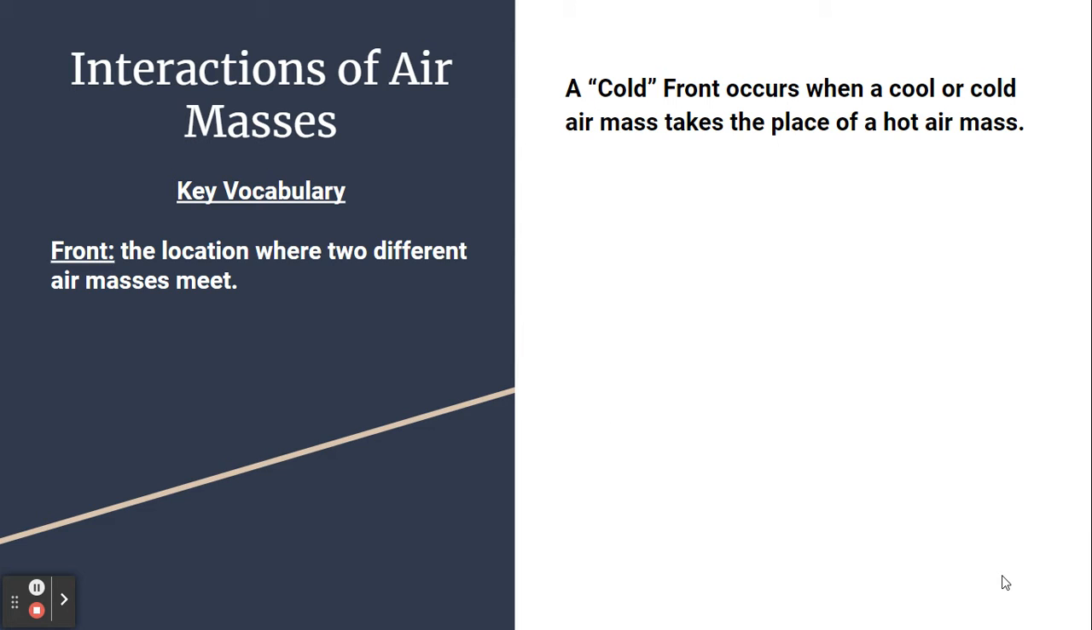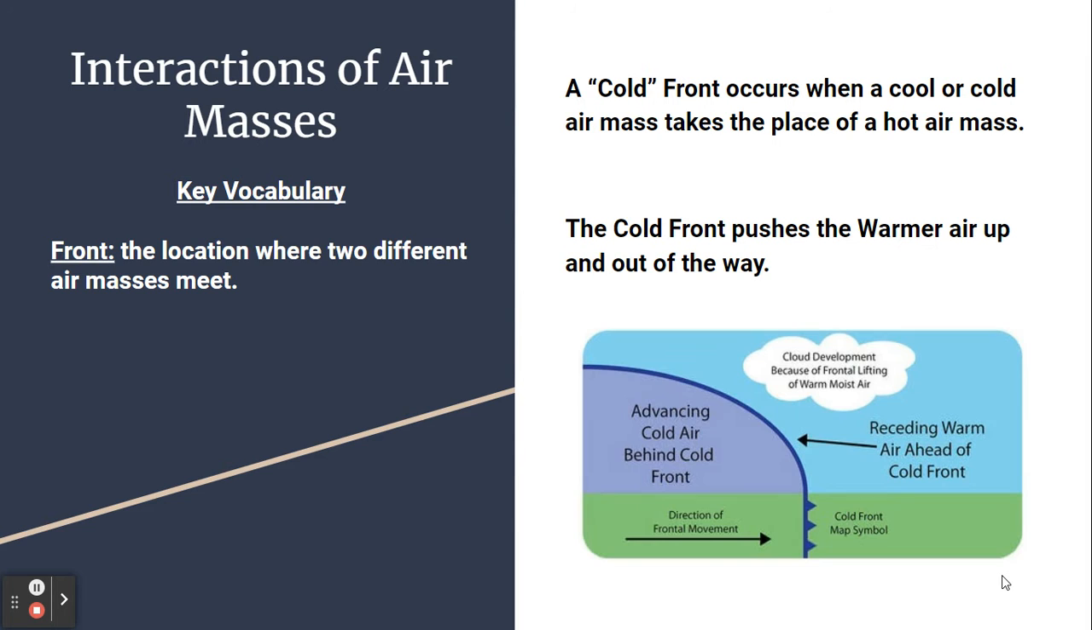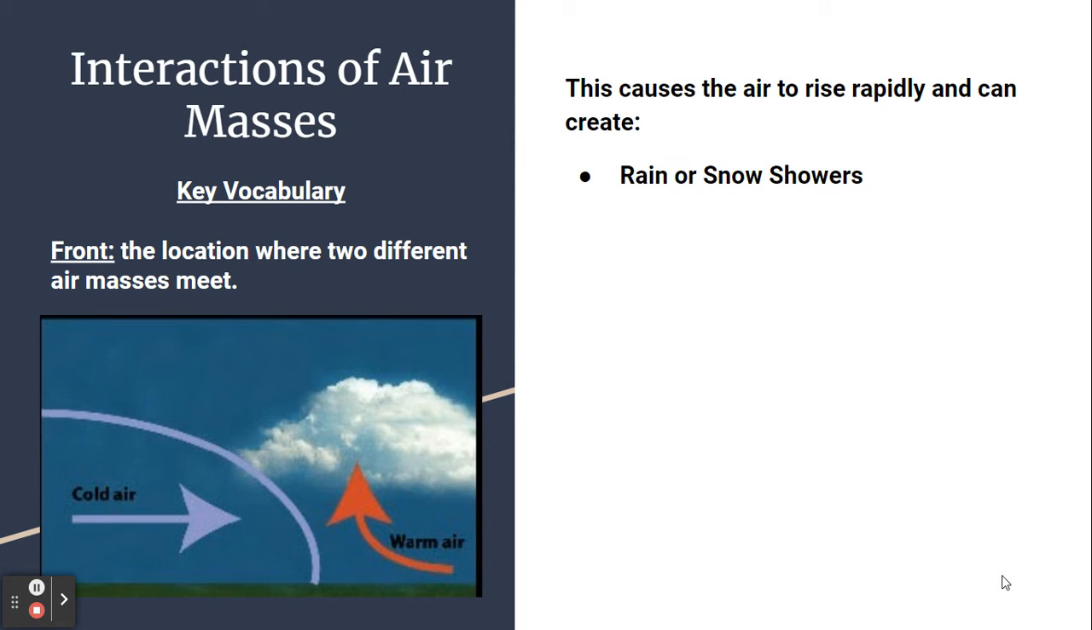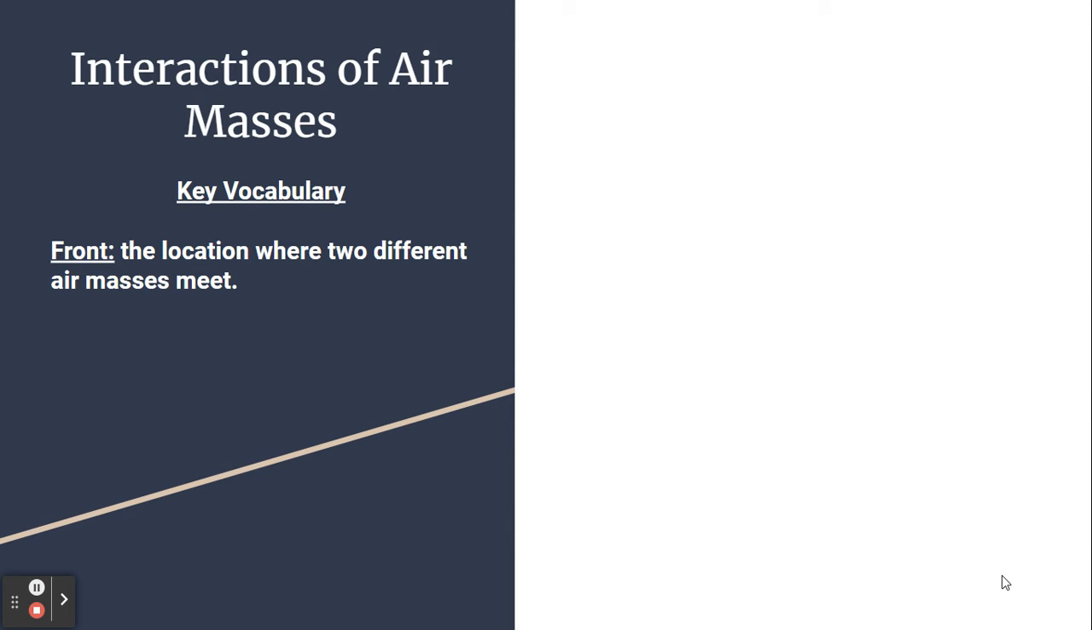A cold front forms when cold air takes the place of a hot air mass. So the cold moves in and pushes the warm air up and out of the way. This can create lots of towering clouds that develop into things like rain or snow showers, thunderstorms, and very, very strong winds. These cold fronts move very quickly as that dense air in the cold air mass goes rushing towards the lower pressure, the big empty spaces in the warm air mass.